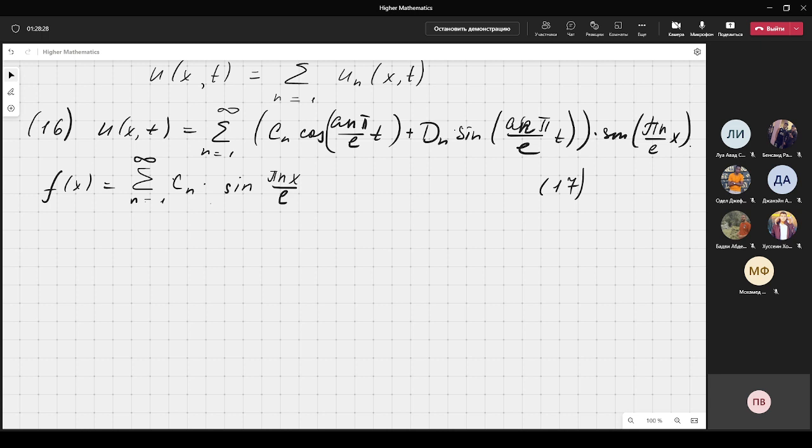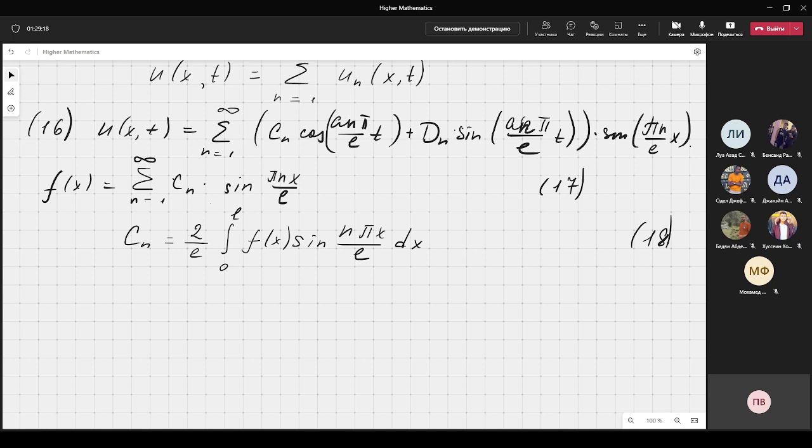If the function f of x is such that on the interval from 0 to L it may be expanded in a Fourier series, the condition 17 will be fulfilled if we put c_n equals 2 over L times the integral from 0 to L of f of x sine of n pi x over L with respect to x. Formula 18.